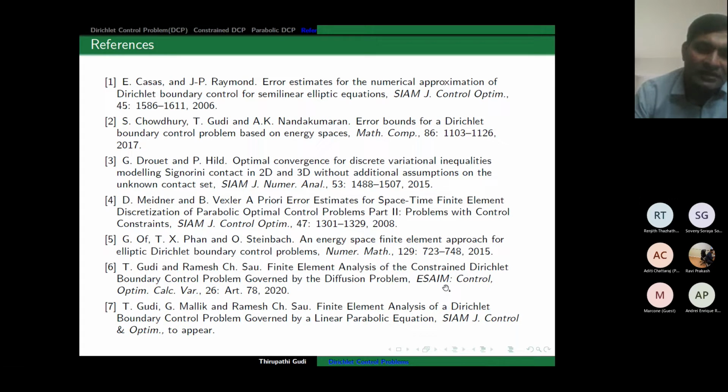And this is our paper. We first addressed the elliptic case with the constraints and the control. And this is where we did it for the parabolic case.